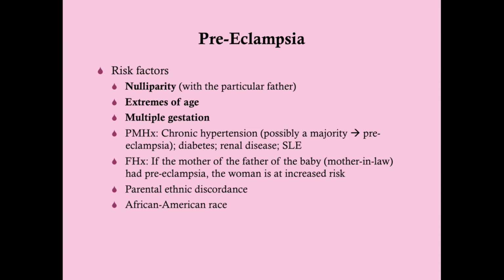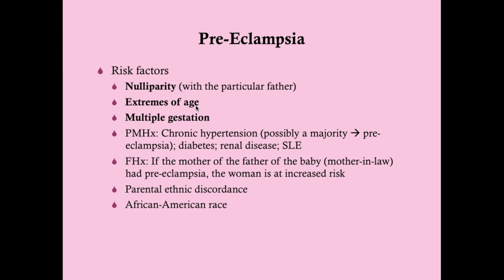Her risk of developing preeclampsia would be as if she was getting pregnant for the first time. So there's something about the couple, something about his antigens and her body, that if she doesn't react and get preeclampsia the first time, it's less likely she's going to develop it the second or third time around. But if she has a different partner, that risk goes back up to as if she were nulliparous. Okay, so that's interesting. Extremes of age, that's another big risk factor.